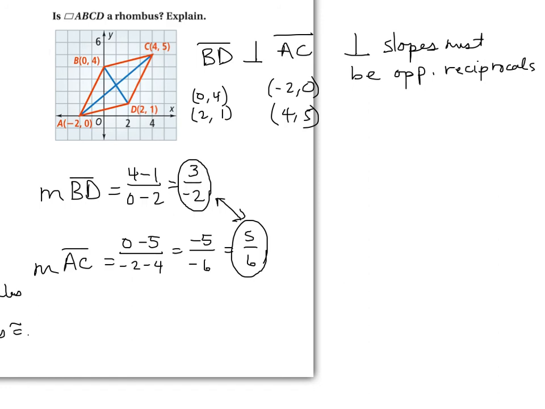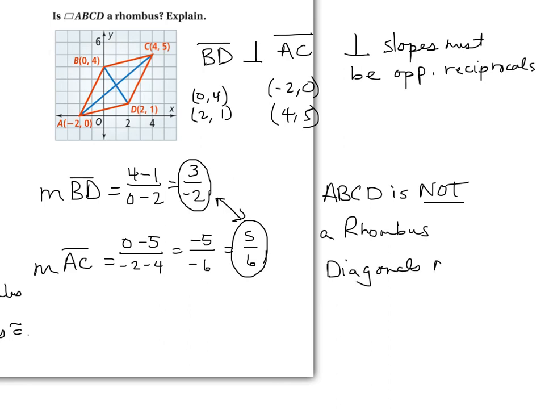Now, as you look at these two, are these two opposite reciprocals of each other? Well, no, they're not. So we know that the diagonals are not perpendicular. So then, therefore, we know that ABCD is not a rhombus because the diagonals are not perpendicular.